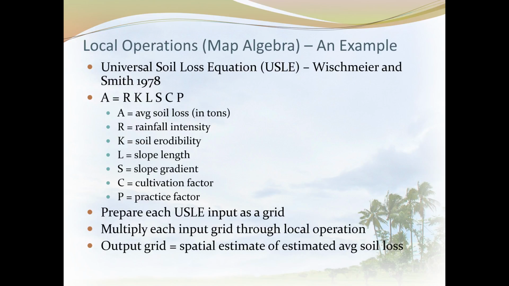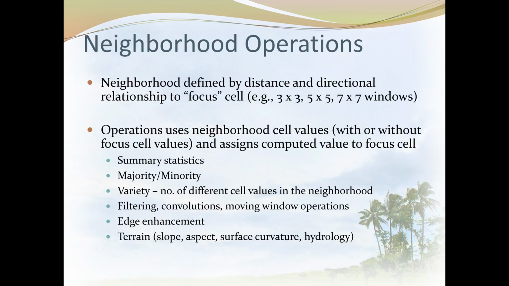And for the operation for map algebra, the example is the universal soil loss equation, USLE, by Wischmeier and Smith 1978. So they created this: A means average soil loss, R is rainfall intensity, K is the soil erodibility, L is the slope length, S is slope gradient, C is the cultivation factor, and P is the practice factor. We prepare each USLE input as a grid and multiply each input grid through local operation, and the output grid will be a spatial estimate of the average soil loss.